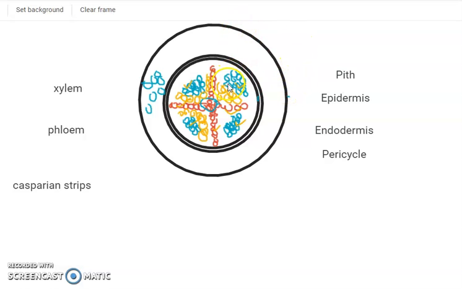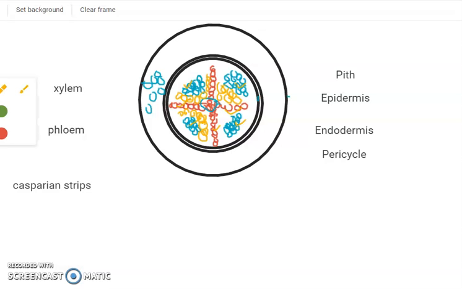Don't read this diagram or draw this diagram in your examination. Only the diagram given in your textbook should be done. I am just saying about the different parts of the dicot root using this diagram. You please don't use this diagram to do in your examinations and all. Okay, so let us see about the different parts of the dicot root.